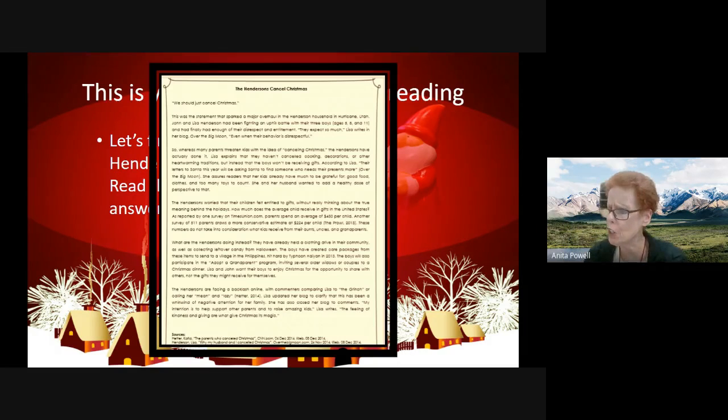The Hendersons worried that their children felt entitled to gifts without really thinking about the true meaning behind the holidays. How much does the average child receive in gifts in the United States? As reported by one survey on timesunion.com, parents spend on average $450 per child. Another survey of 511 parents draws a more conservative estimate of $224 per child, and this was in 2013. These numbers do not take into consideration what kids receive from their aunts, uncles, and grandparents.